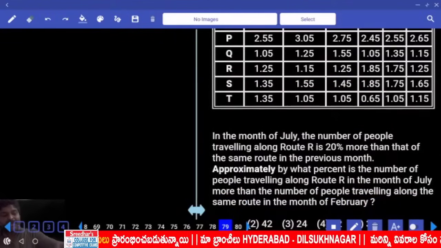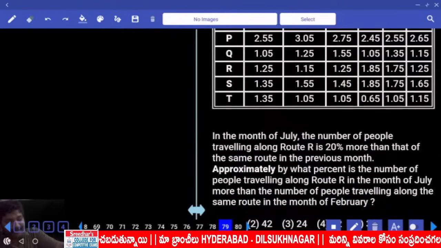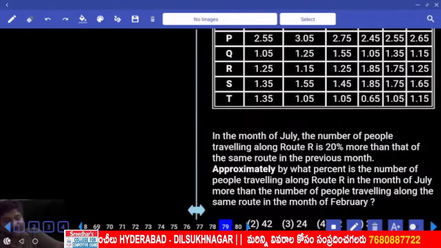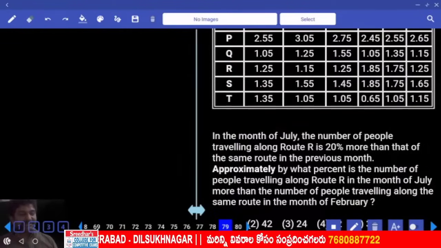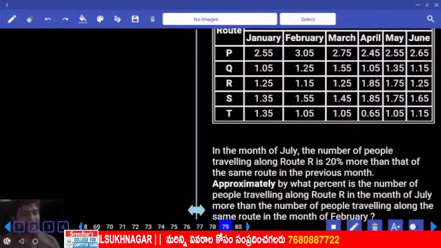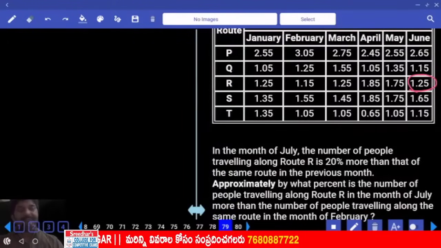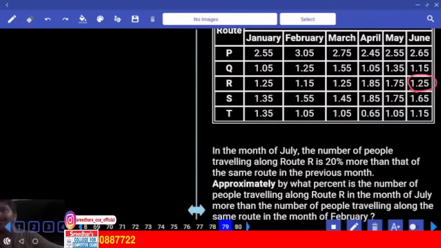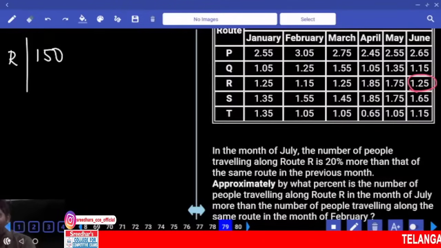In the month of July, the number of people traveled along route R is 20% more than that along the same route in the previous month. Previous month was June only. June was 125. Now in July it should be 20% more, right? 10% is 12 and a half. Double, 25. 25 added to 125 becomes 150. This is for route R.